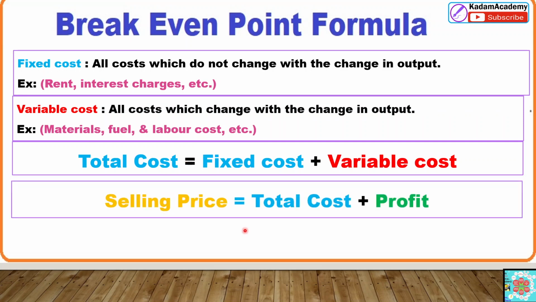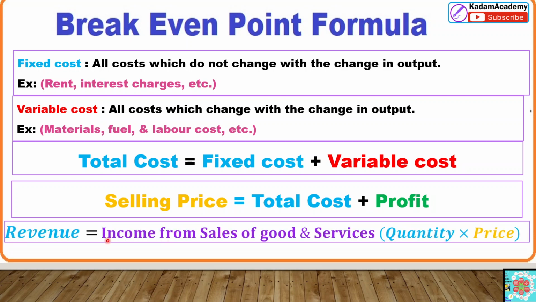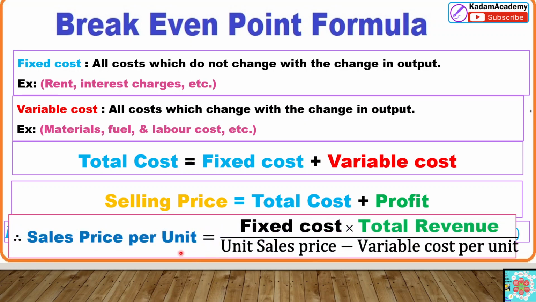The selling price, how to calculate the selling price? Total cost plus profit. So we'll get the selling price. The revenue is income from sales of goods, inside the bracket, quantity into price. So friends, what is the sale price per unit? Fixed cost into total revenue upon unit sales price minus variable cost per unit. So we'll get the sales price per unit.